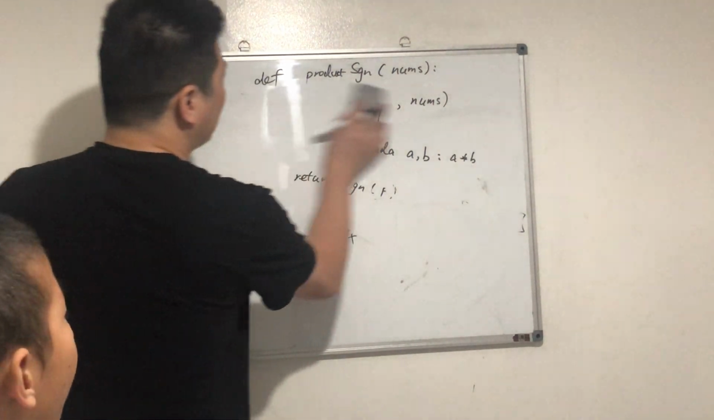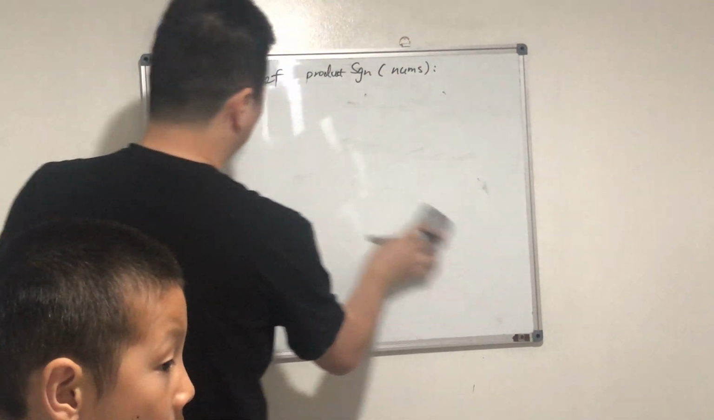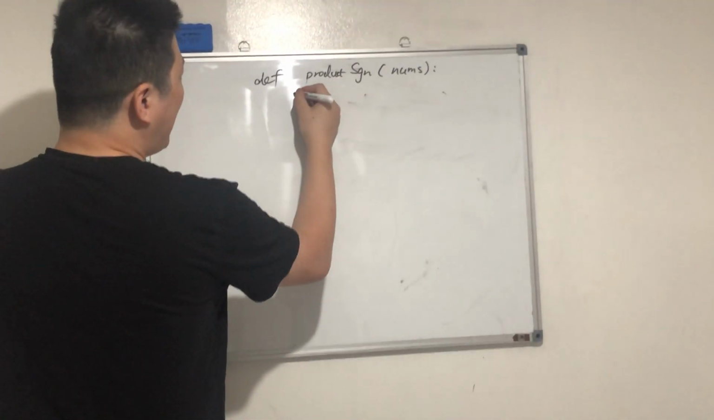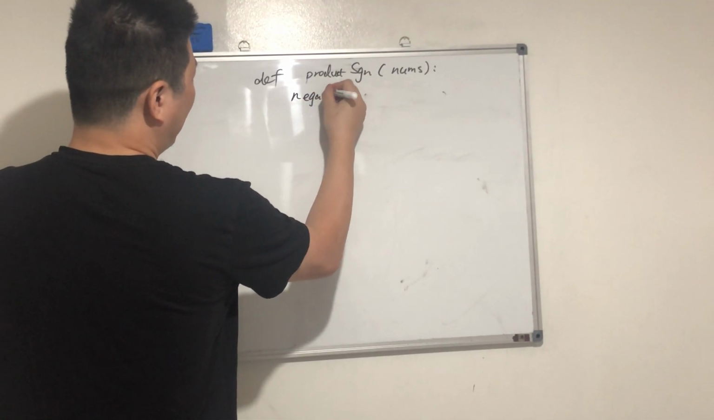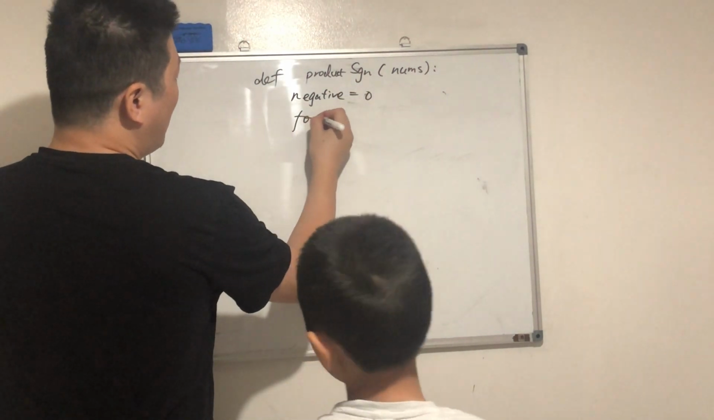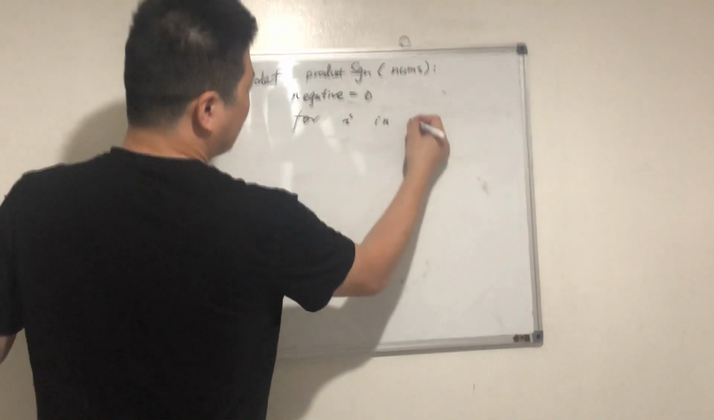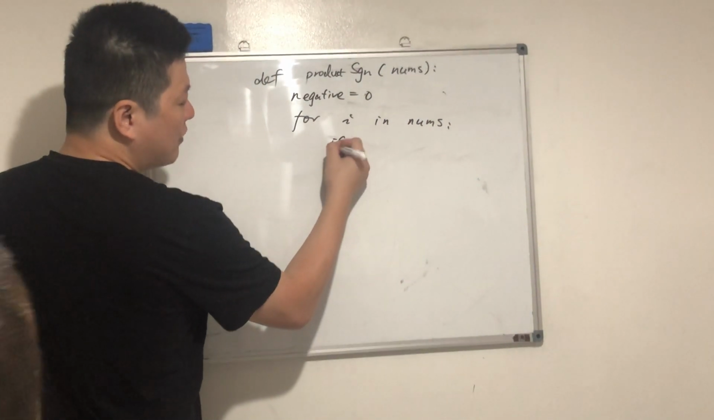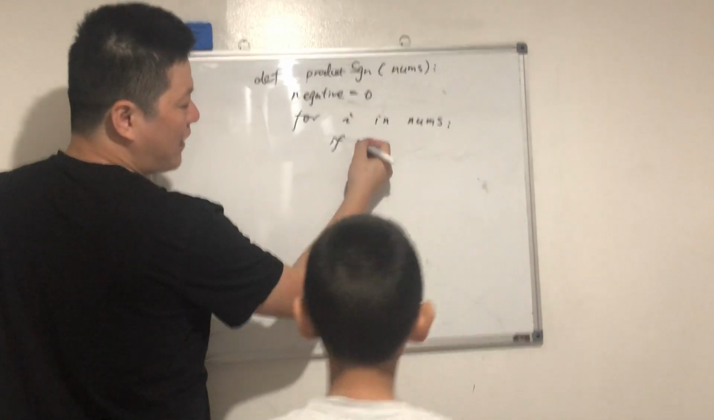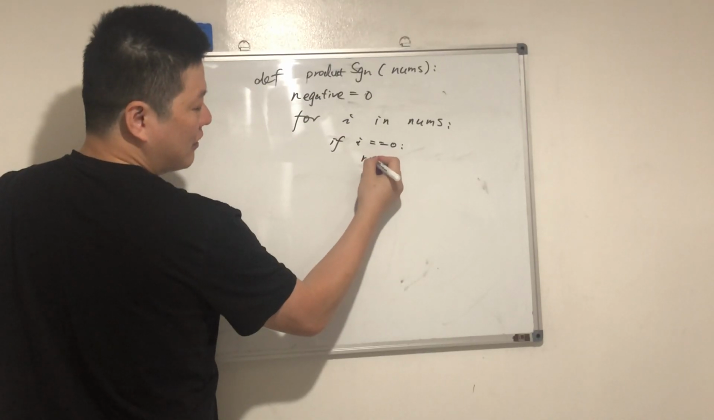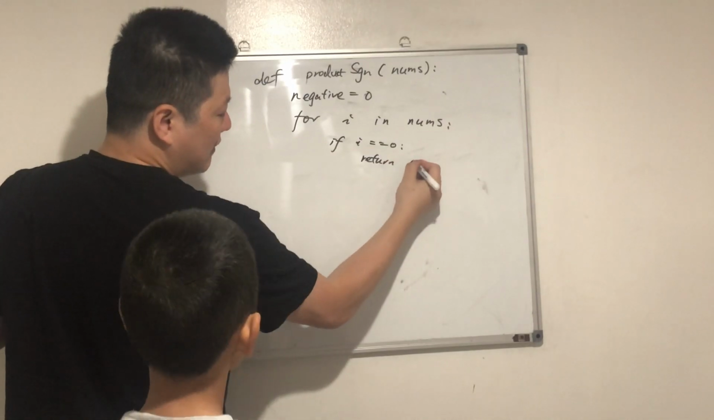But here we want to count how many negatives. So look, Eric, look here. Let's say negative count. Okay, negative equals 0. For i in nums. If what should I check first? If i equals 0, what should we return? 0. Return 0. That's only if nums equals 0.